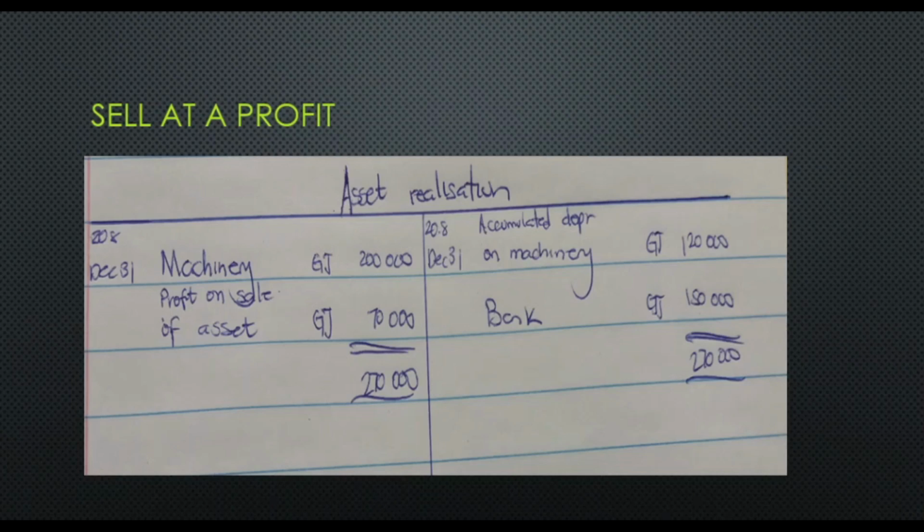depreciation for the financial year. We add that together, the 80,000 and the 40,000, we have 120,000 as our accumulated depreciation on machinery, and then we sold it for cash. Therefore, we're going to create our bank in our T account asset realization for 150,000, and then now we want to know the difference, because our asset realization T account needs to be left with a zero balance. So the difference between the credit and the debit side is the 70,000, which will be our profit on sale of assets.